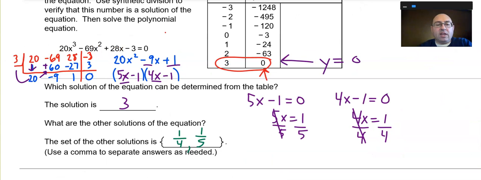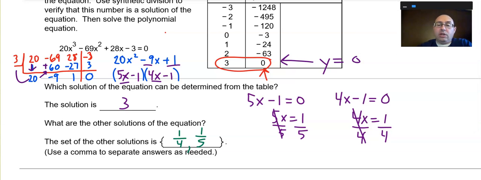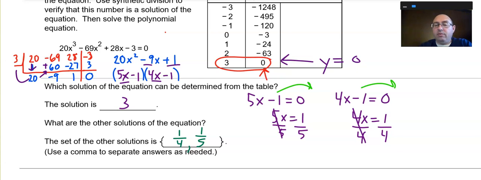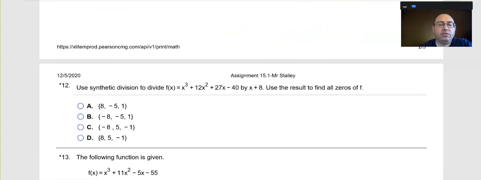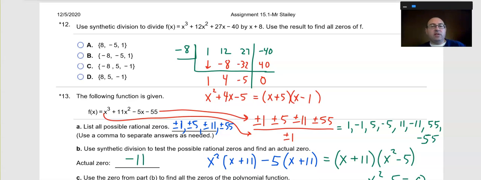Hold on. As you can see, I set them up. I have 5x minus 1 equals 0, 4x minus 1 equals 0. Well, so we had to add the 1 on both of them. We added the 1 to the other side, and then we divided. And so we could come up with these two final answers of 1/4 and 1/5. Don't need to be in any particular order. So that's that question. Moving on to question 12. I think I'm going to stop, and we'll do the rest of this in another SWYK.